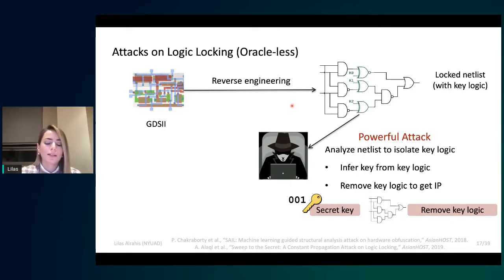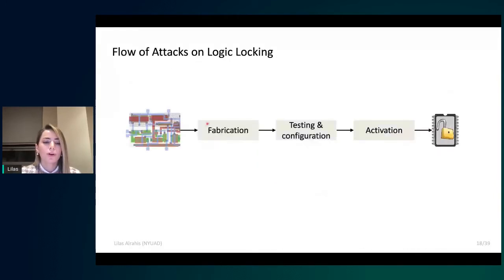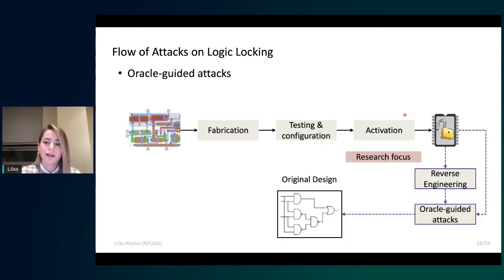To visualize this, here I'm showing you the flow from fabrication to deployment. If we are going to run an oracle-guided attack, we will need to wait until the chip is sold in the market. We can obtain this chip, reverse engineer it, and perform some analysis. So we will need a number of chips, one that we will reverse engineer and another that we will use as an oracle. Then we will be able to recover the original design.